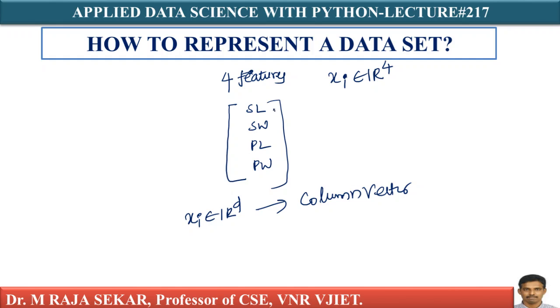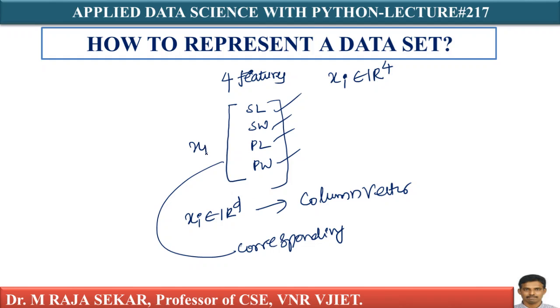For every column vector with 4 features, sepal length, sepal width, petal length, petal width, you have a corresponding yi. This is xi, this is the corresponding yi. What is your yi? Your yi belongs to setosa, versicolor, virginica.